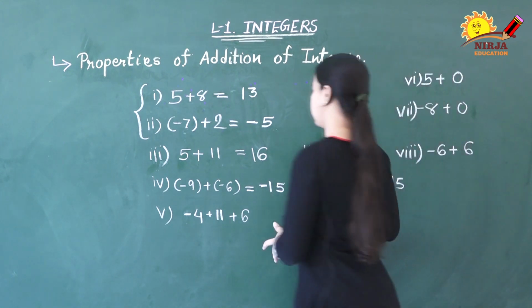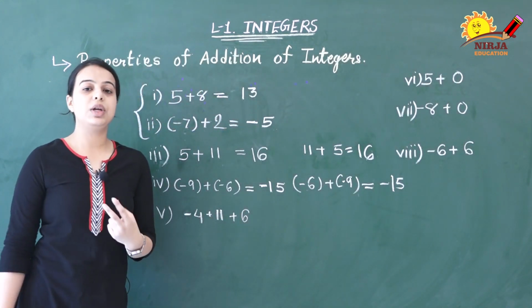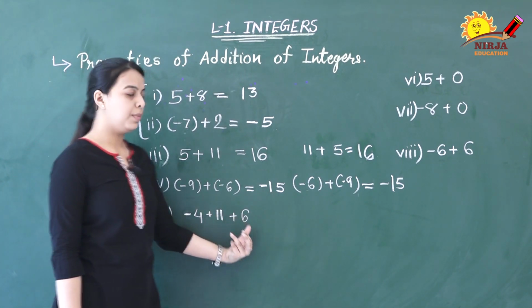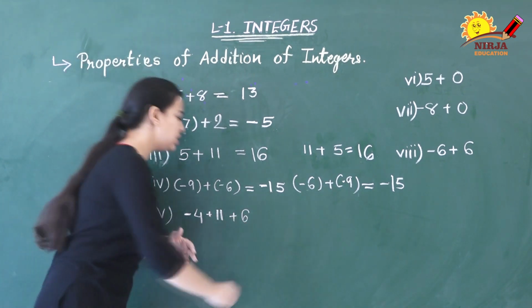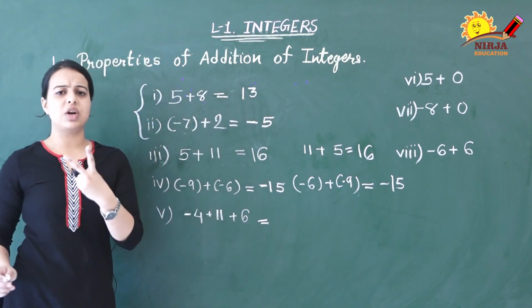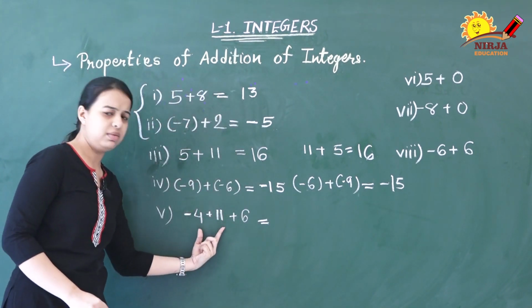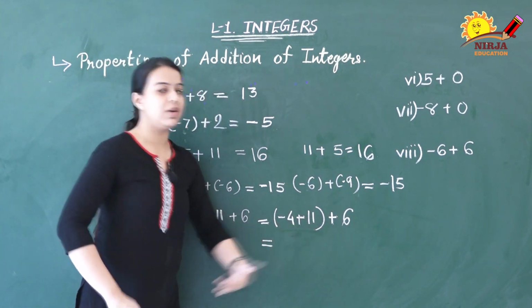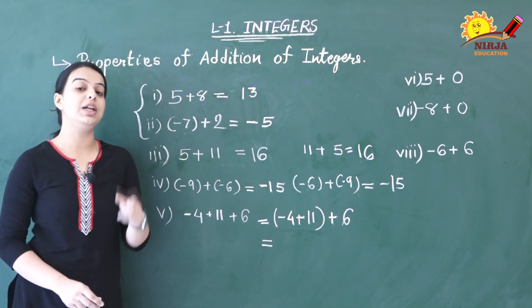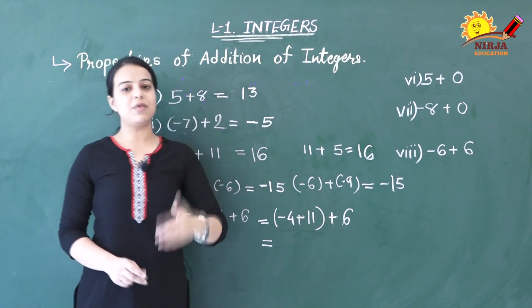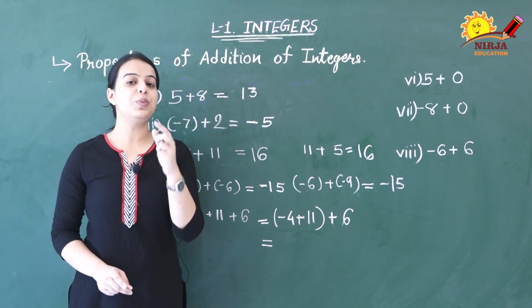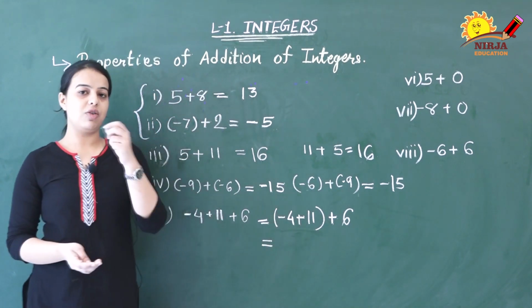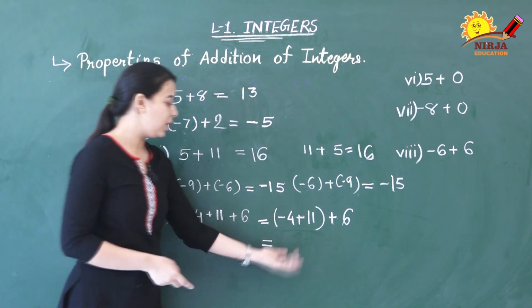Now let's see the fifth example. Here I am going to add three integers: minus 4 plus 11 plus 6. I am going to add two integers first. I am taking minus 4 and 11. Minus 4 plus 11, again one negative number and one positive number. What do we need to do? We need to subtract the smaller number from the bigger one and put the sign of the bigger number. Here the bigger number is 11, which is positive, so our result will be positive. Now let's do it.